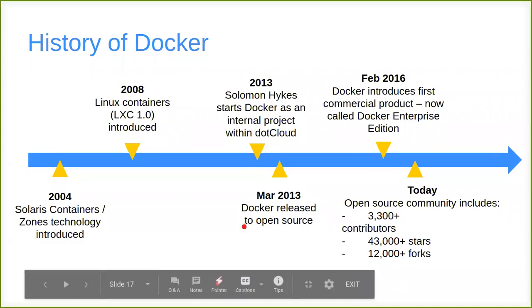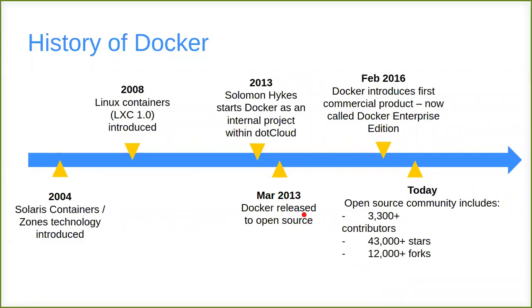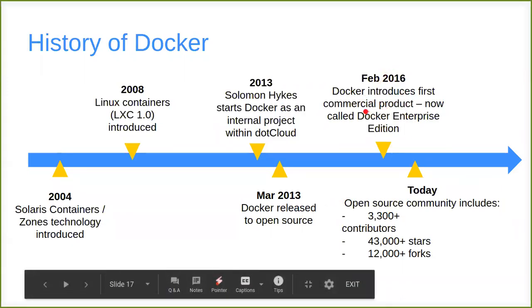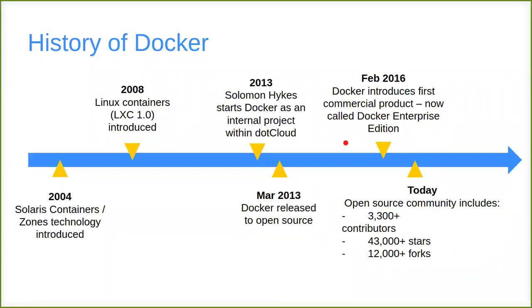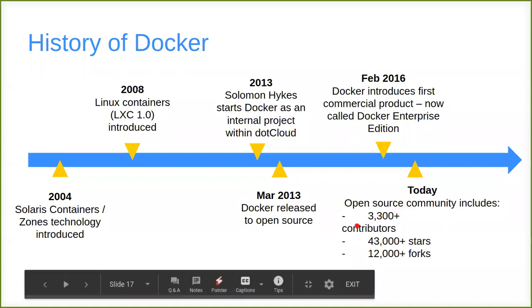Then in May 2013, in the same year, he open sourced the whole project so that other people can contribute to it. And by February 2016, we had the first commercial product of Docker. So Docker itself is a company as well, an organization as well, and a technology, or a containerizing platform, you can say. So Docker itself is a company and a technology. That's how it is. Today we have many contributions happening on Docker.